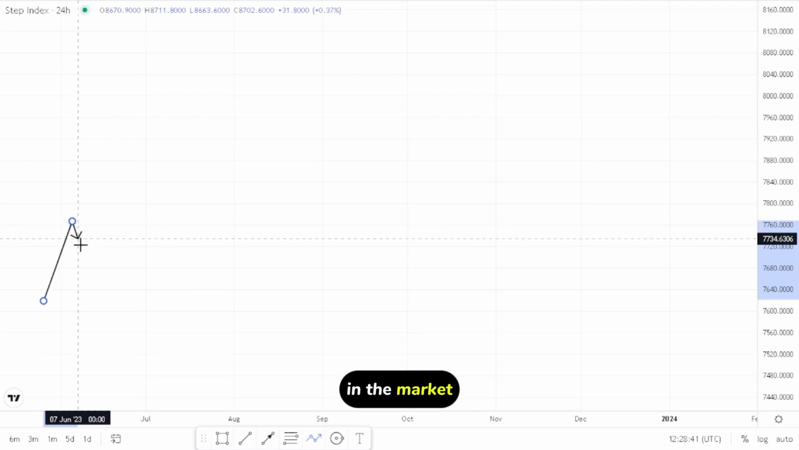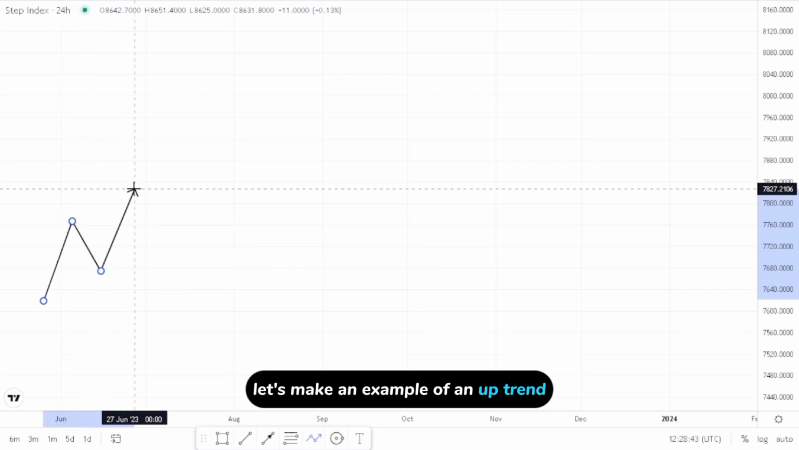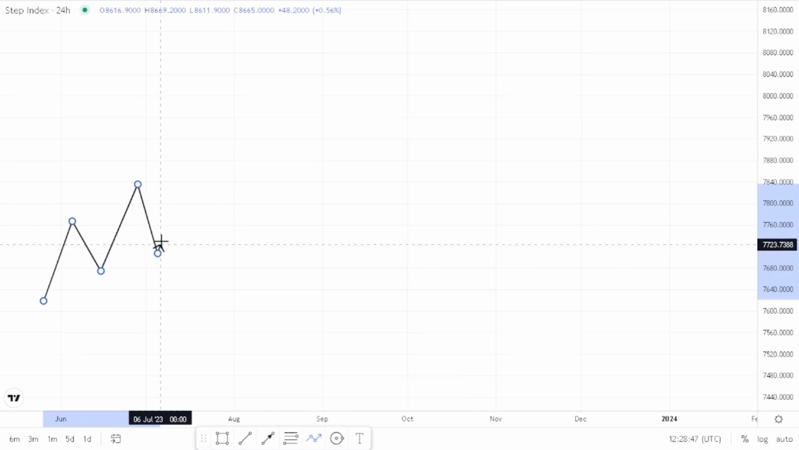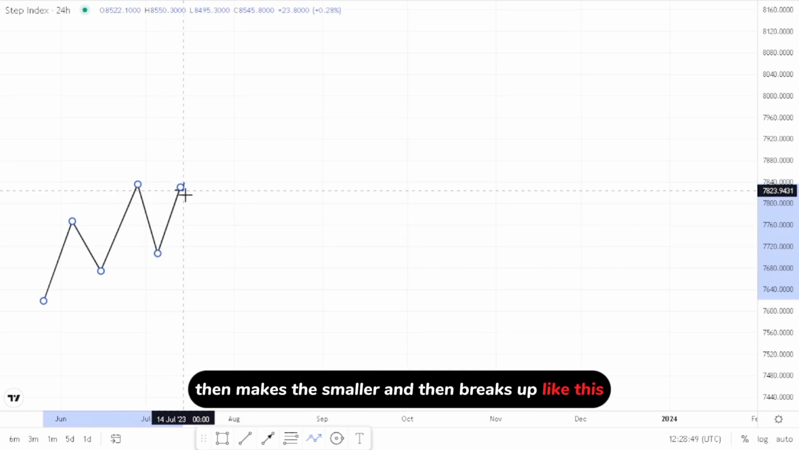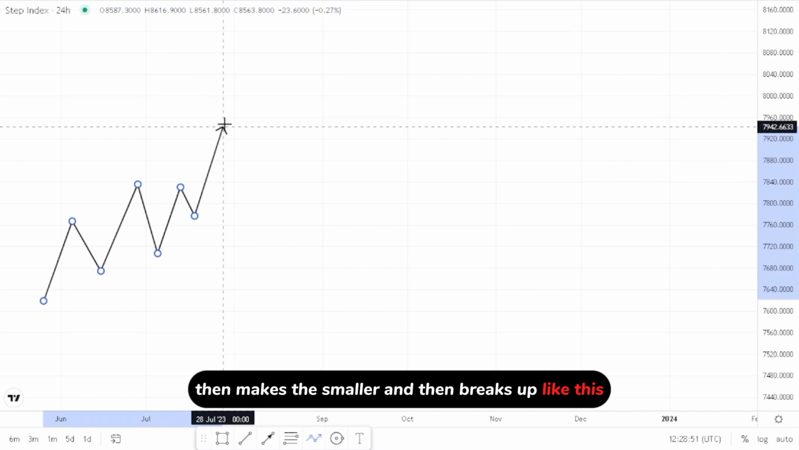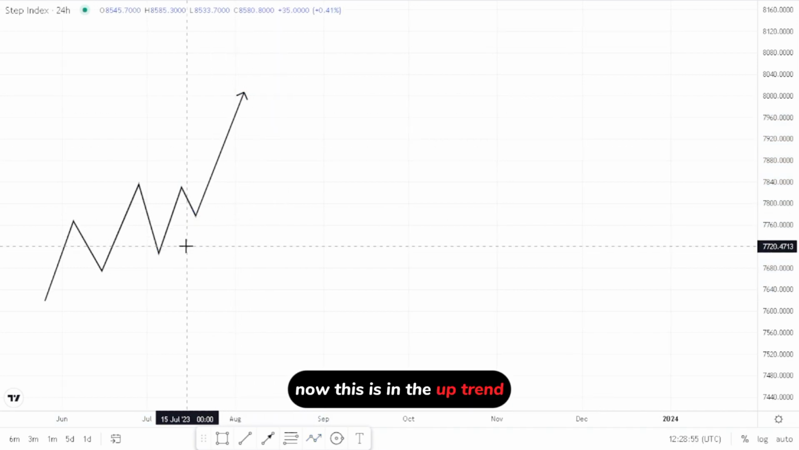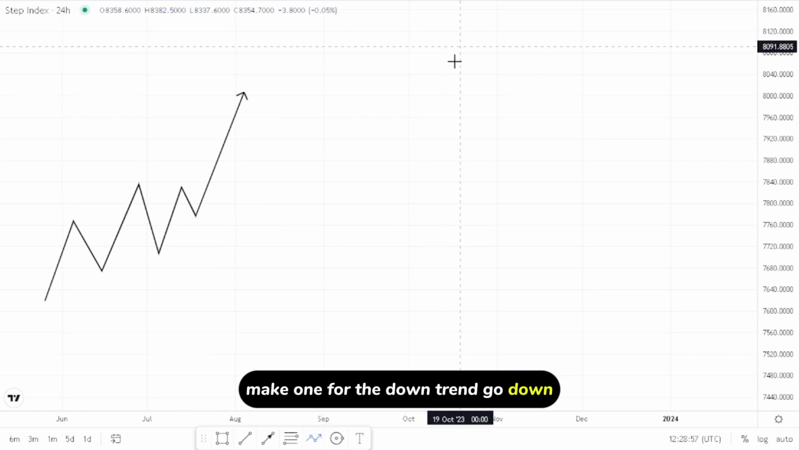In the market, let's make an example of an uptrend. It goes down, then makes the smaller, and then breaks up like this. Now this is in the uptrend. Make one for the downtrend.